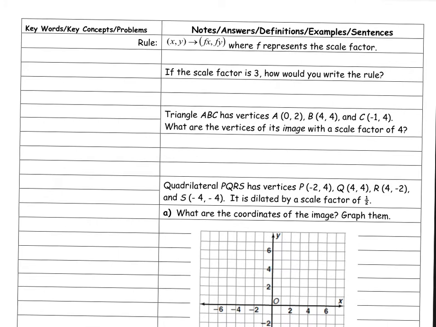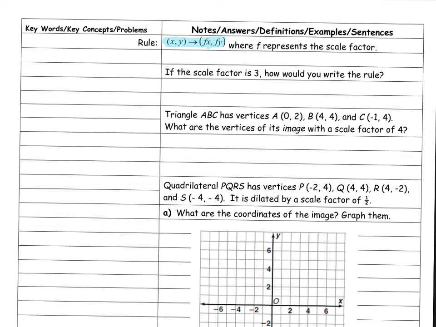Okay, so it says the rule. So this is how we write the rules for dilations. XY goes to FX, FY, where F is my scale factor. So if I have a number and two letters right next to each other, mathematically, what do I do to them? Well, I multiply them. So basically it says XY goes to F times X, F times Y.